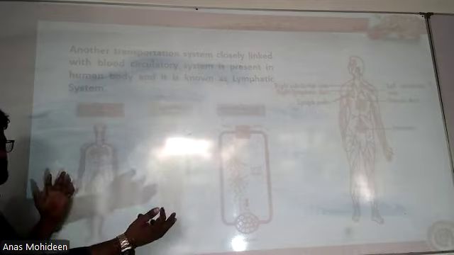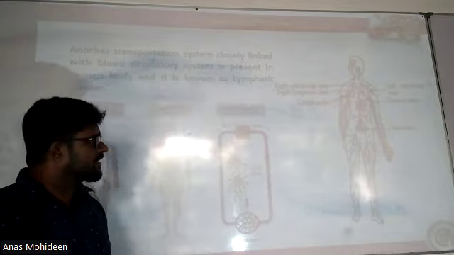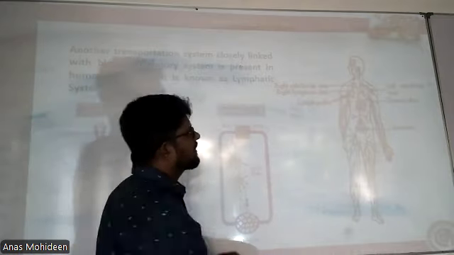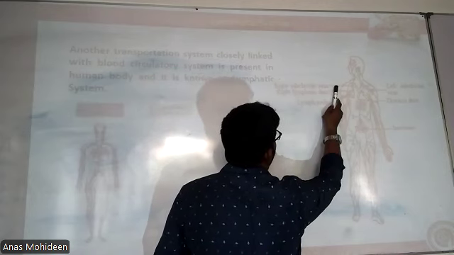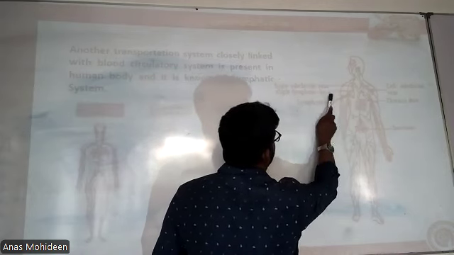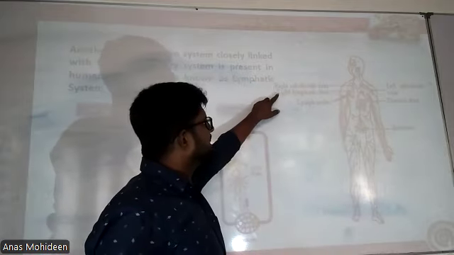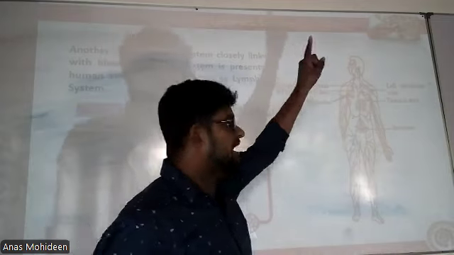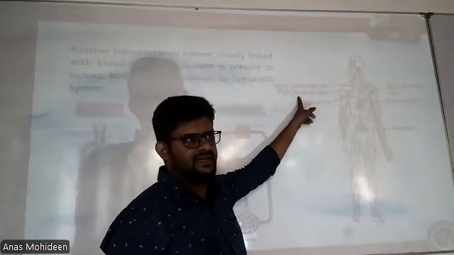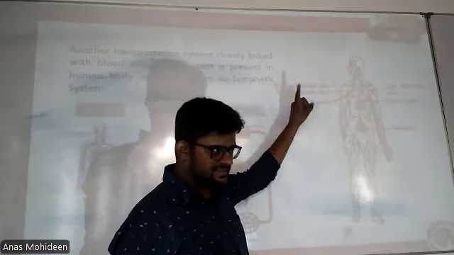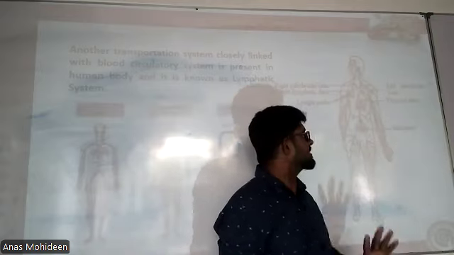So two different systems are interconnected, working interconnectively. Okay. So it's something like this. Look at this. On the right side, you have the right subclavian vein connected to the right lymphatic duct. These words you have to learn. The left subclavian vein is connected to the thoracic duct.